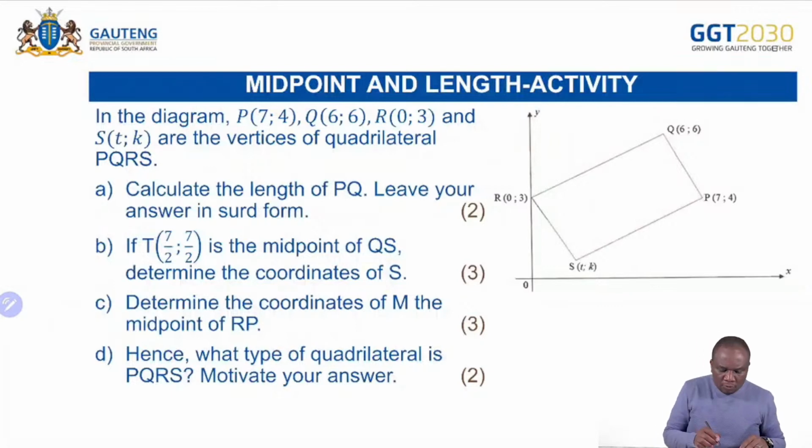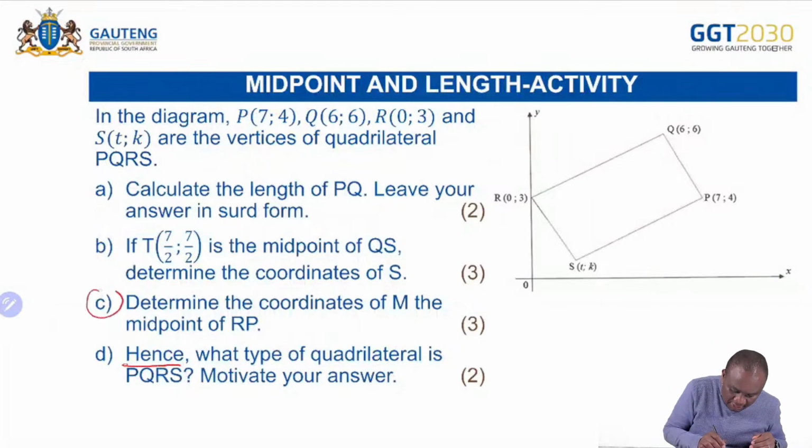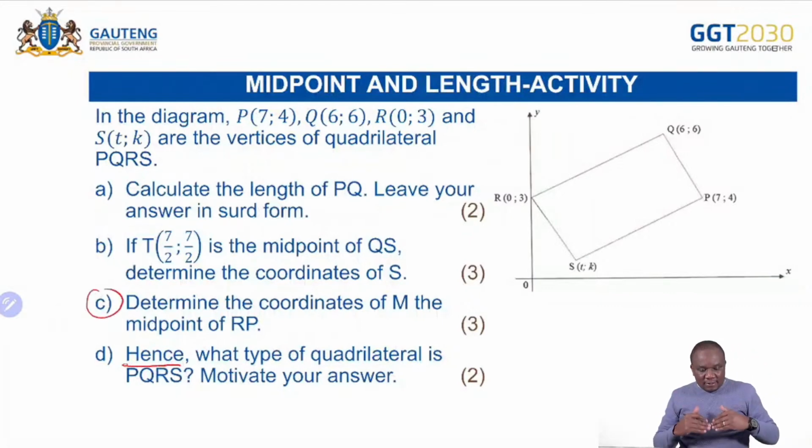And then hence, what type of quadrilateral is PQRS? Motivate your answer. Once you see hence, it means use the answers that you've managed to get. So it means you have to use our answers for A, B, or C. Most of the time it will be C like this. You do C and then hence find. Hence do this. It means use the answer that you just got.